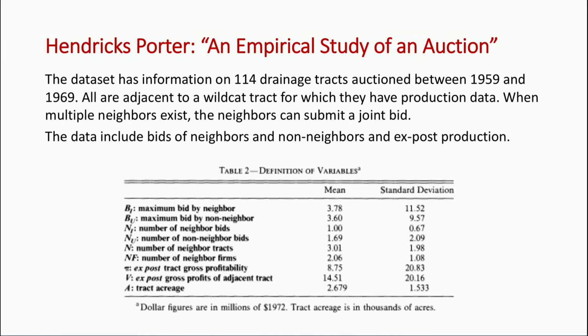And then what Hendricks and Porter do is they get this data set. It's a somewhat historical paper. So they got information on 114 drainage tracts auctioned between 1959 and 1969. All of them are adjacent to a wildcat tract on which they have production data.